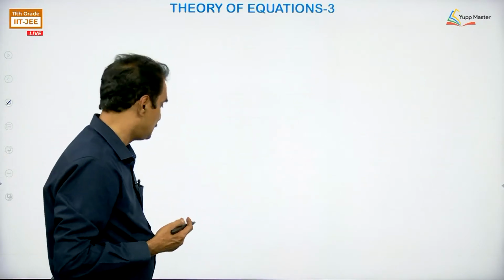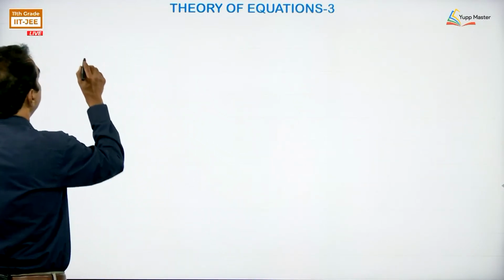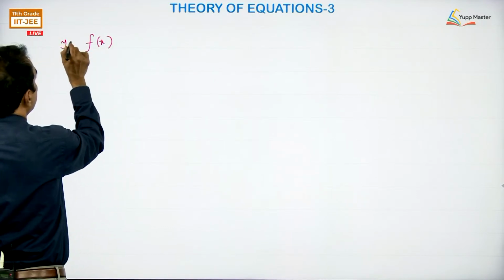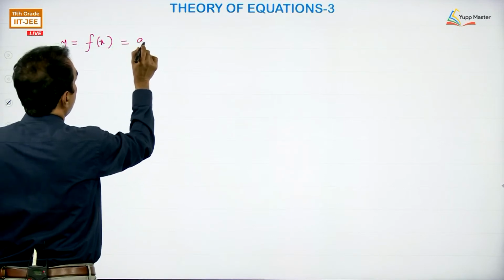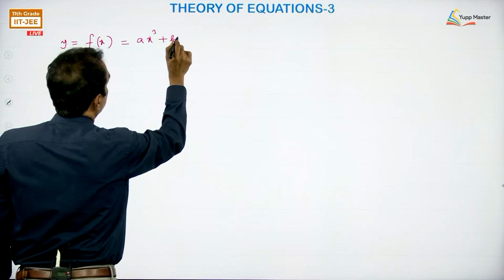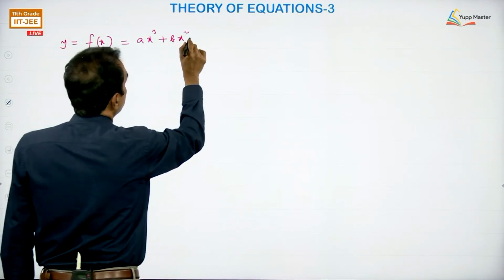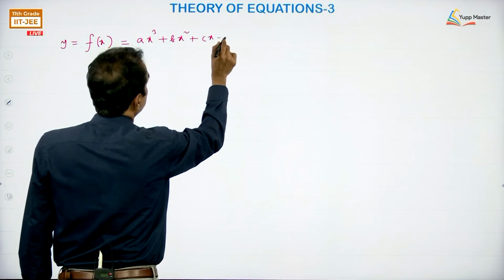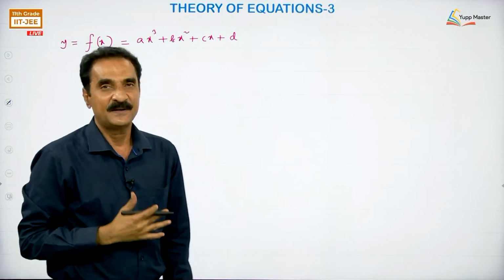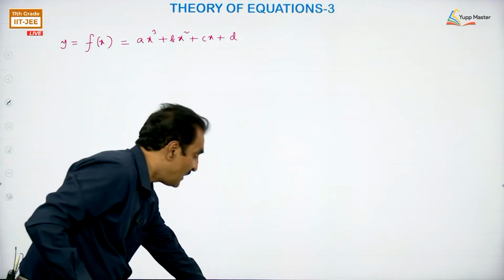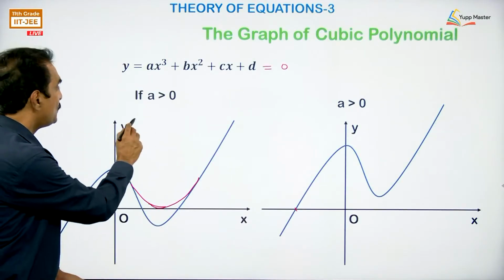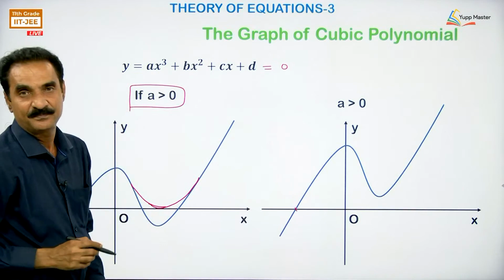Okay. Now, let us take f of x is equal to the cubic polynomial ax cube plus bx square plus cx plus d. This cubic polynomial is denoted by f of x, and its graph will be in the shapes like this or like this only when a is positive.